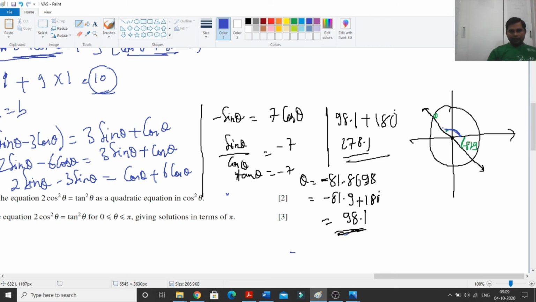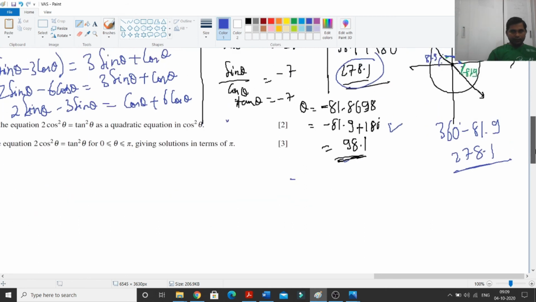Or there's another way to look at it. 81.9 is the vertically opposite angle, and 180 minus 81.9 is what we have done here. The other way to find this particular angle is 360 minus 81.9. If you do that, you will get 278.1. That's the answer.